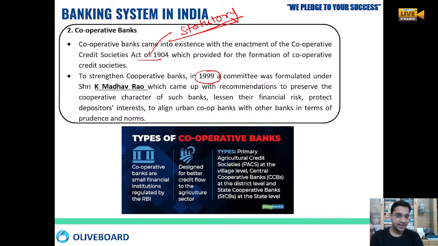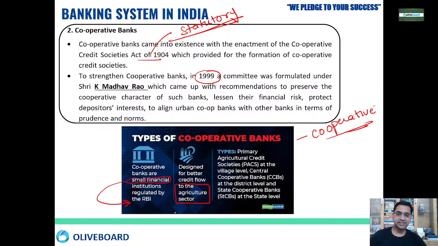Okay, the cooperative character has to be maintained if they have to work as a cooperative bank, so that the financial risk gets reduced, so that the depositors' interest is protected, and all the proper norms are followed. So this concept has to be worked on in the cooperative. They are called small financial institutions. Again, they are regulated by the RBI. The focus is mainly on providing credit to agriculture sector activities and MSMEs at the local level. There are various types of cooperatives, like agriculture credit societies, primary agriculture societies, central cooperative banks, district cooperative banks, and state cooperative banks.